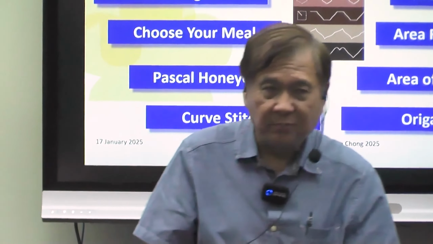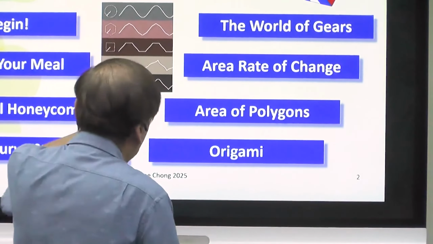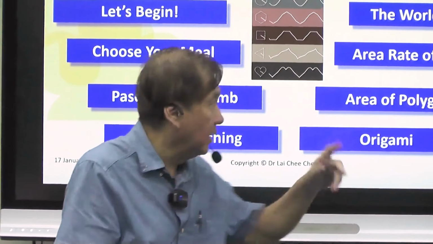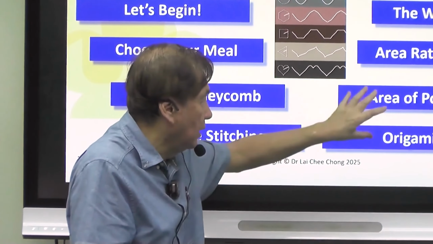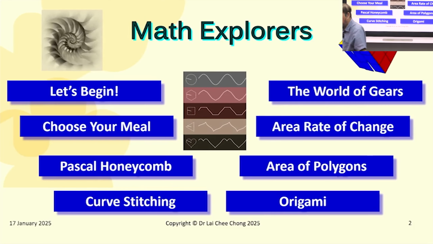Okay, I tell you what, because I think the time is very pressing, I will, in the meantime, skip to the area of the rate of change first. If I have time, I'll come back to it later on, okay? If not, then I will leave this out. But I will go on to the area of polygon and the origami. Origami is very much hands-on later on. Now, let me go to the area of the polygon.